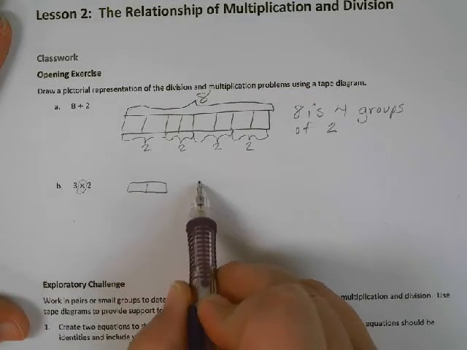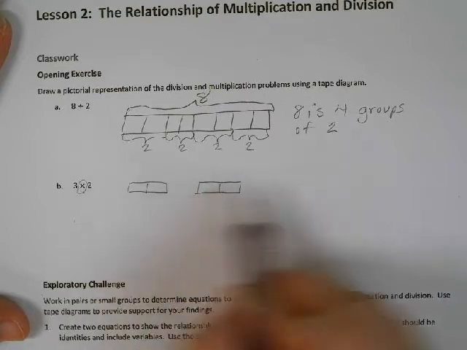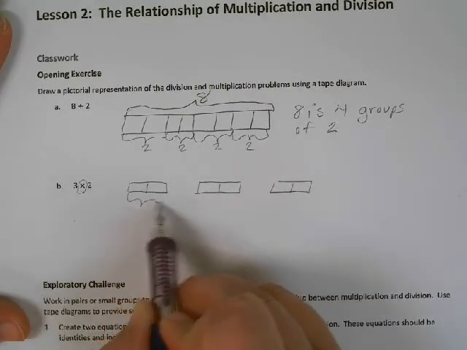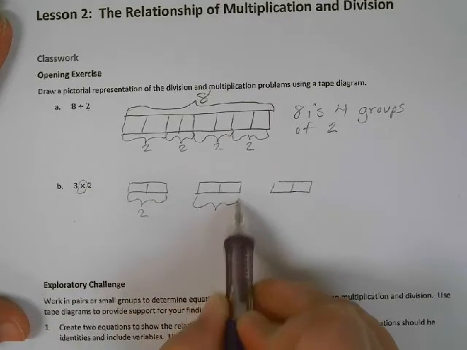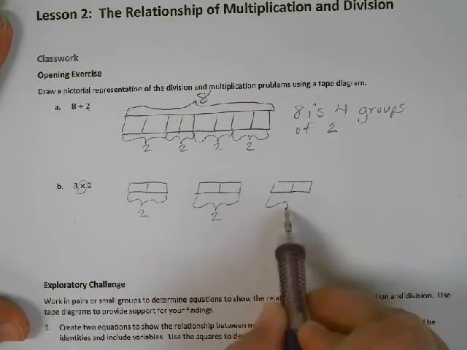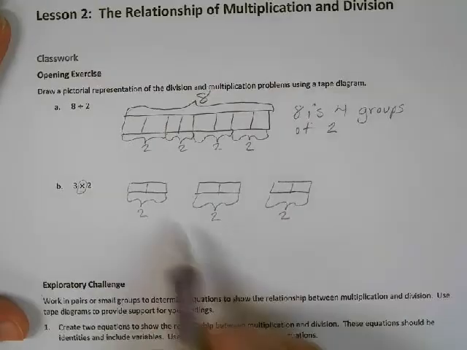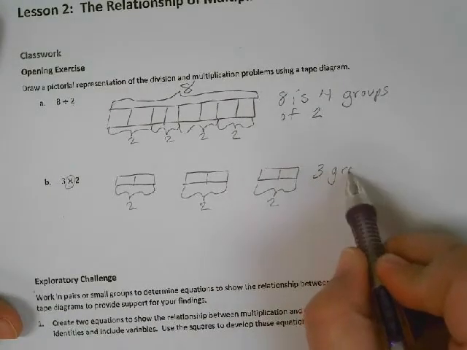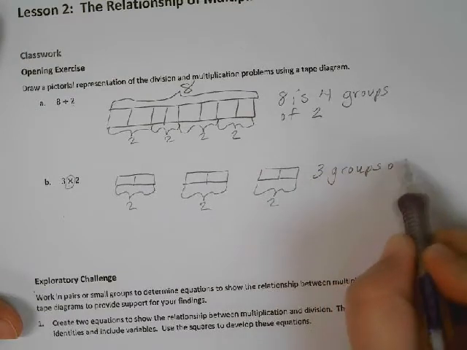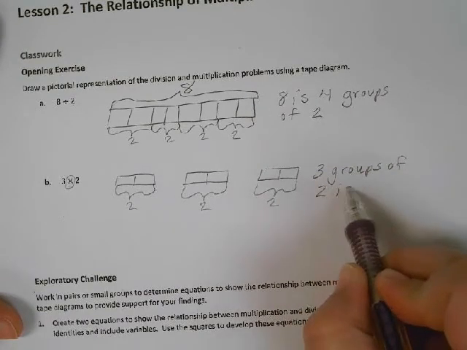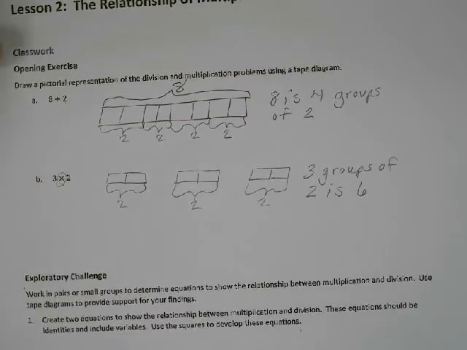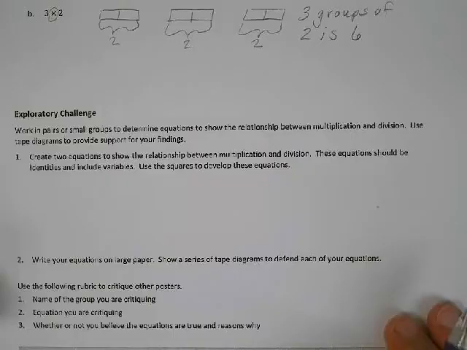So I have 2, 2, and 2. So 3 groups of 2 is 6. Now we're going to go on to the exploratory challenge.